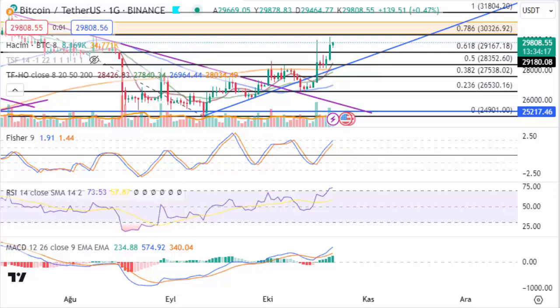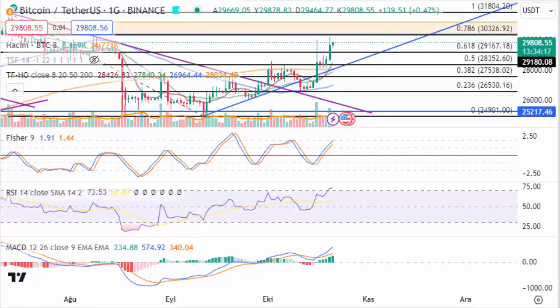We don't want the 20-day moving average to cross below the 50-day moving average. If this crossover occurs, we can expect a downturn in the medium term. Short-term wise, we don't want the 8-day moving average to cross below the 20-day moving average. This crossover can indicate a continuation of the uptrend in the short term.